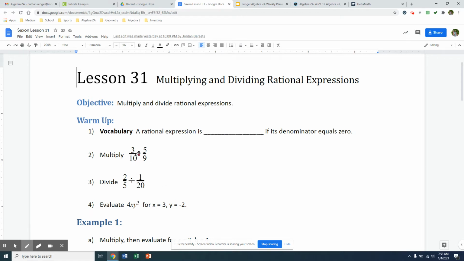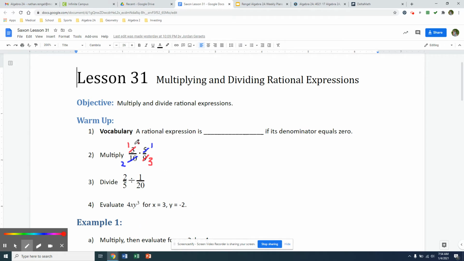When you are multiplying, you are going to simply multiply across your numerators, multiply across your denominators. But before you do that, you can also factor common factors out. So if you look at a numerator and denominator like 3 and 9, since they're both divisible by 3, you can divide that 3 out. 3 divided by 3 becomes 1. 9 divided by 3 becomes a 3. Same with 10 and 5. So 10 and 5 have a common 5 in it. So we're going to take 5 divided by 5, which is 1, and 10 divided by 5, which is 2.